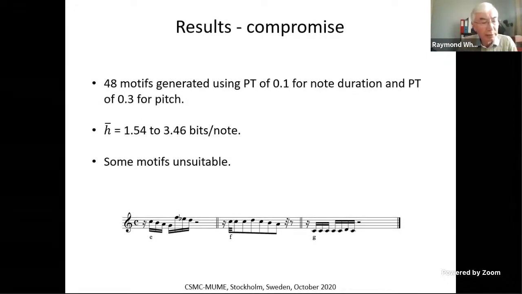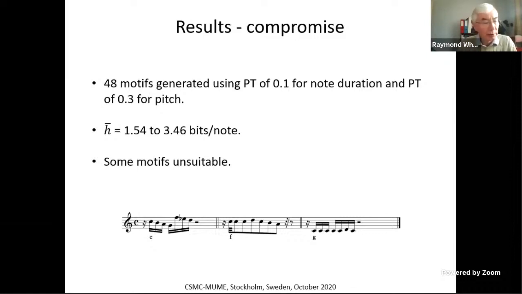We need a compromise such that a large proportion of inappropriate motifs are filtered out, while still allowing a large variety of motifs to be generated. Thresholds of 0.1 and 0.3 for duration and pitch respectively is a reasonable compromise. 48 motifs were generated in this way, with mean information content from 1.54 to 3.46 bits per note.